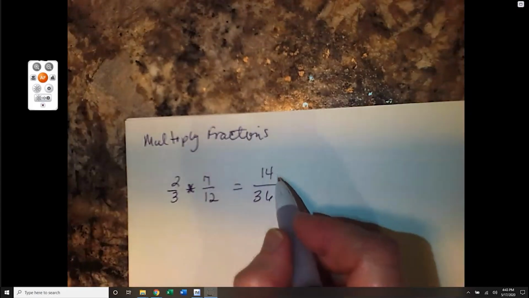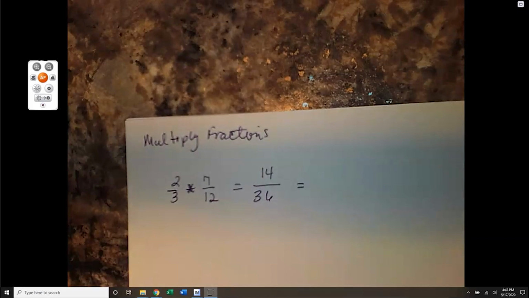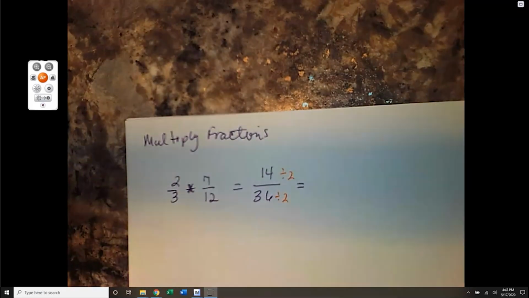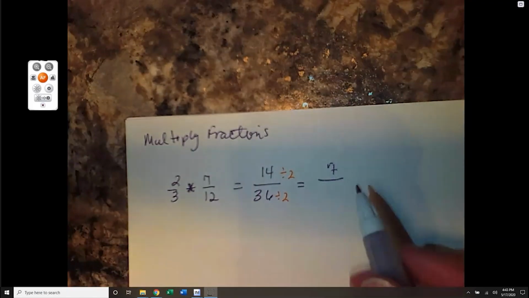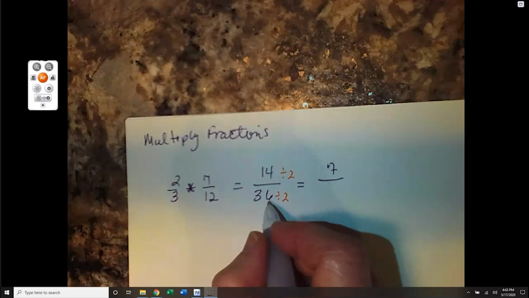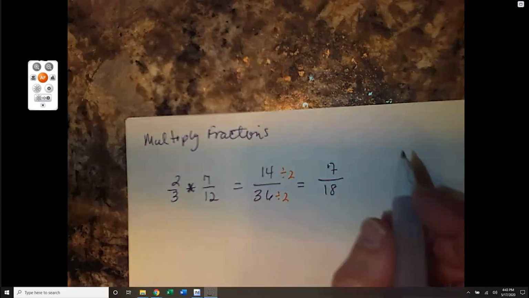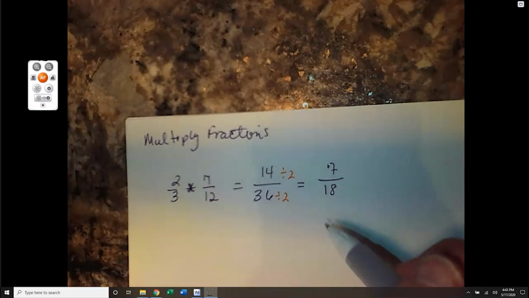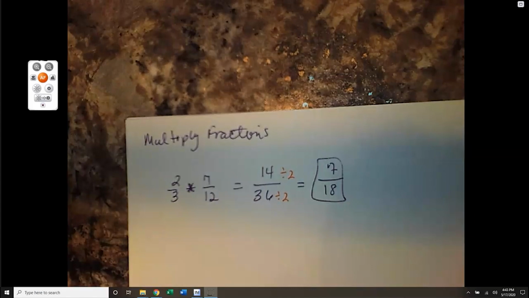So we would say, okay, what can we divide the top and the bottom by? And I think the best we're going to do is 2, because the top then becomes 7, which is a prime number, which means it doesn't divide into anything else. And then the bottom one here would divide into 18. 36 divided by 2 should be 18, so we're at 7/18, which is a proper fraction, which means that this is the end of the road for that.